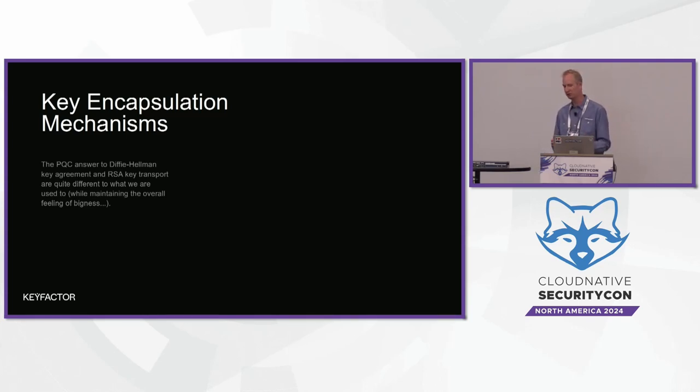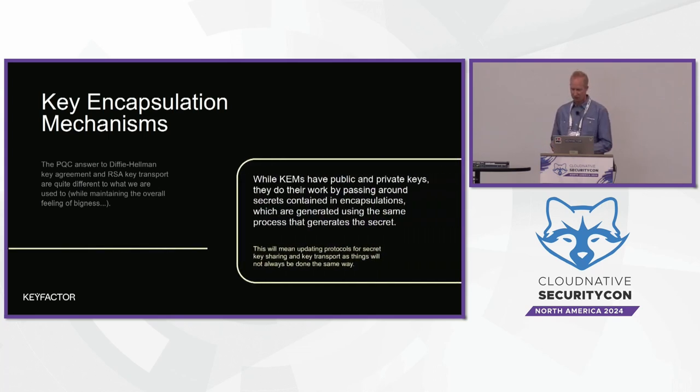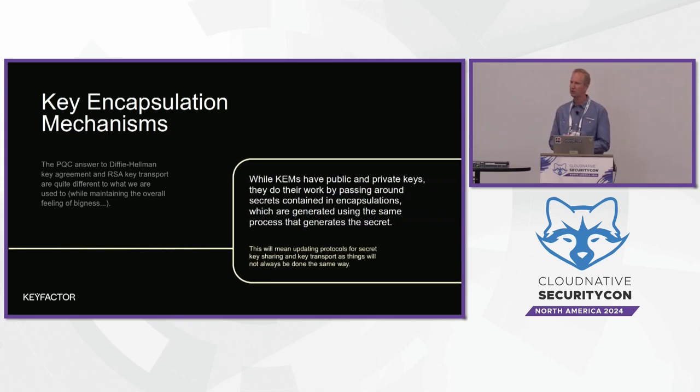Just a slight mention on the key encapsulation methods or mechanisms. This is the post-quantum cryptographic answer to Diffie-Hellman key agreement or RSA key transport, which means ECDH or DH or RSA encryption in every TLS connection that we use, right? So these work a little bit differently. I mean, the end result is the same. You have a symmetric AES key on both sides that can be used to encrypt the data for confidentiality.